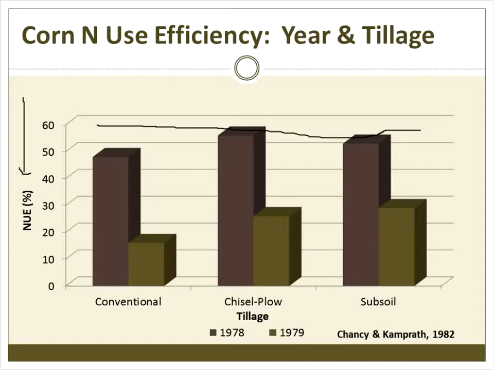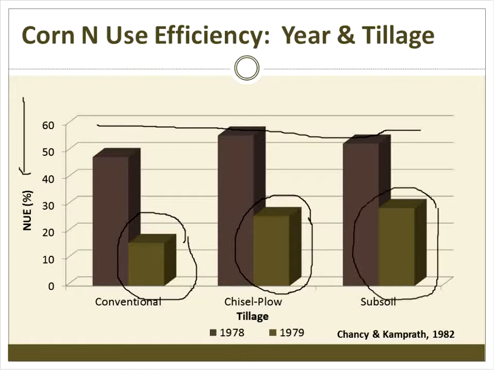But in 1979, nitrogen use efficiency was really low in the conventional treatment. It was only about 15%. When you get into the chisel plow, you get upwards of about 25%. And the subsoil, you get even higher. It's closer to 30%. The question is, first of all, why did you have lower nitrogen use efficiency in 1979 than you did in 1978? And why did the chisel plow and subsoil respond differently from the conventional in 1979 when they didn't in 1978?